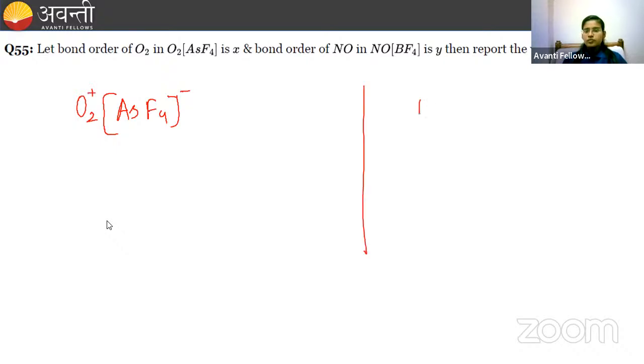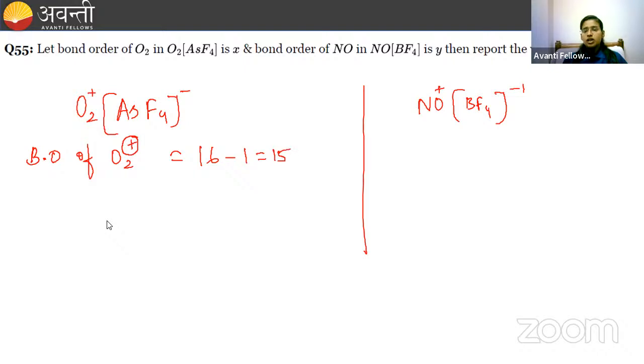In the same way, the NOBF4 compound has a -1 charge on the entity and here it is +1. So we need to find out the bond order of O2 plus. How to find the bond order? Using the total number of electrons. In one oxygen I have 8 electrons and I have 2 oxygens, so it will be 16. Oxygen has lost 1 electron, so 16 minus 1 is 15. If the number of electrons is 15, then the bond order is 2.5. This is the value of X.